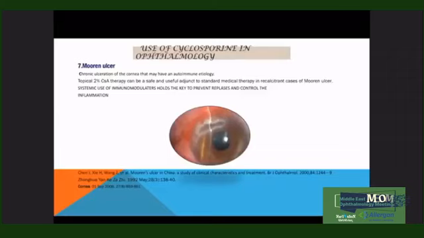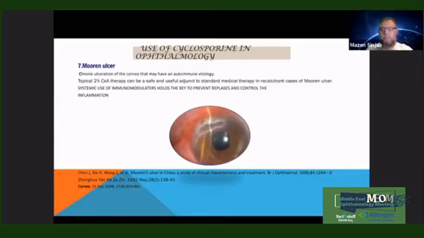Another important pathology is patients with Mooren's ulcer. It's a chronic ulceration of the cornea having an autoimmune etiology. A study published in Cornea in 2008, where a group from India concluded that topical 2% cyclosporine can be a safe and useful adjunct to standard medical therapy in patients with recalcitrant cases of Mooren's ulcer. However, it is important to note that it is the systemic use of immunomodulators which holds the key to prevent relapses and control the inflammation in this disease entity.